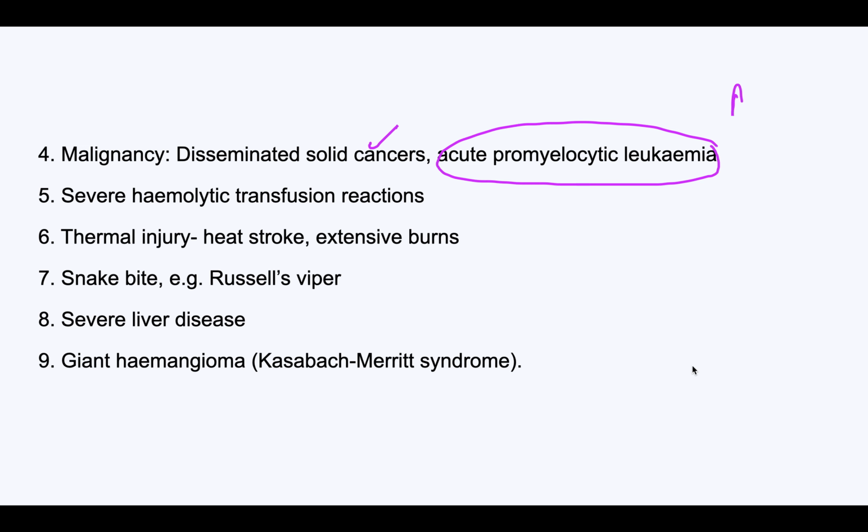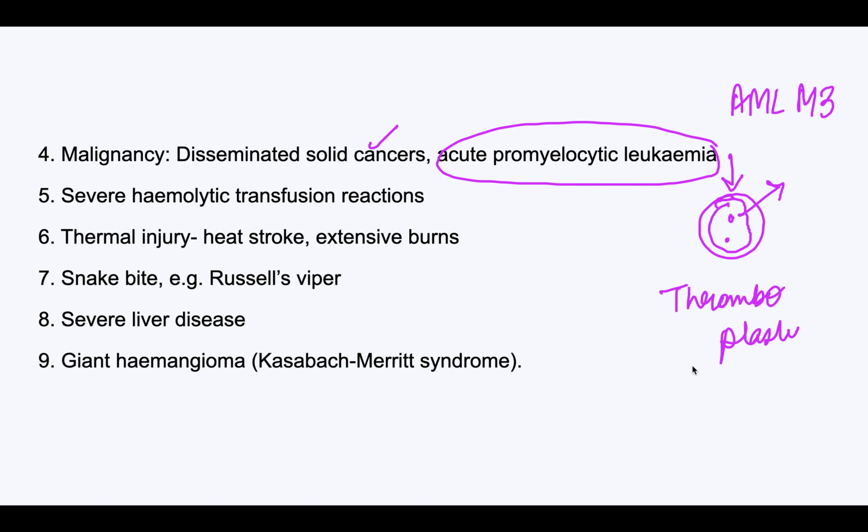Then you have malignancies: certain solid carcinomas which have disseminated, and a very important leukemia, AML M3, also known as acute promyelocytic leukemia. This is again a very important cause for DIC. In this, the promyelocytes are increased. Promyelocytes release a material similar to thromboplastin. Thromboplastin is again a procoagulant and can cause DIC.